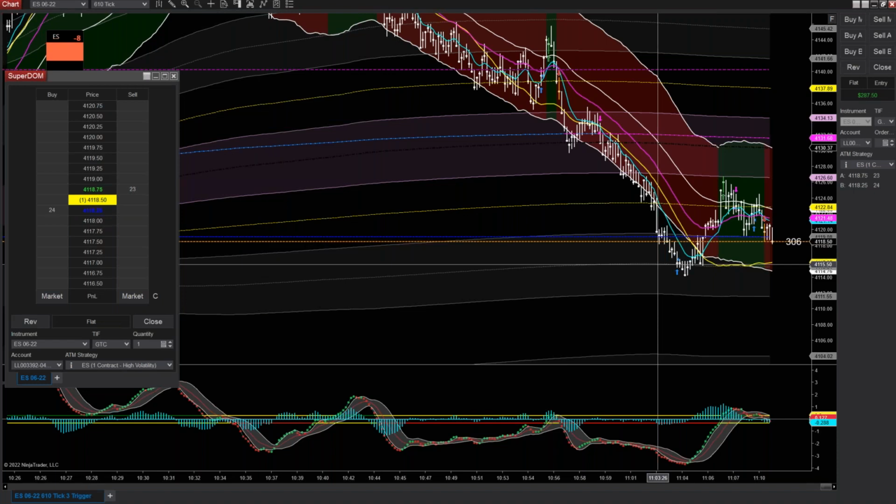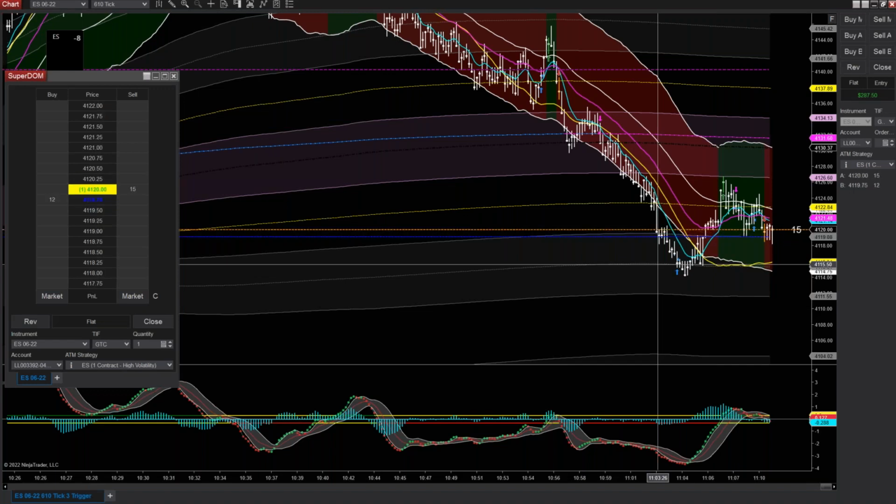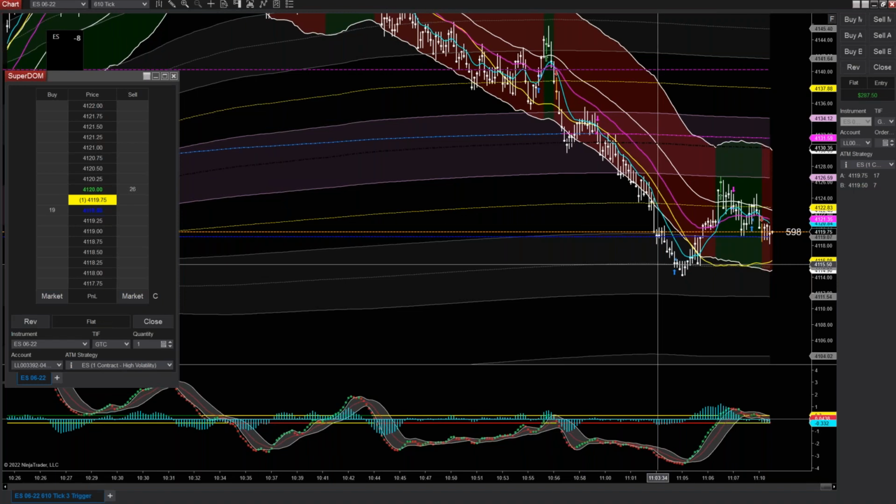And there we go. Let's see if we can hit that target right down there. That would have been great. But then again, can't take its time, it looks like.